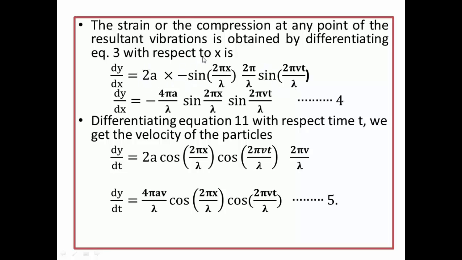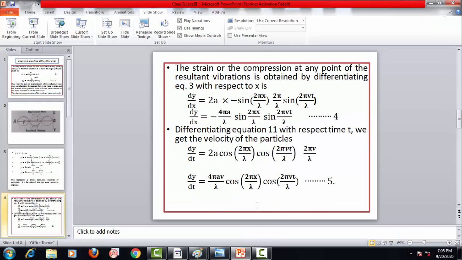Differentiation of the cos term is this much. So you multiply this, we get minus 4 pi a by lambda into sin twice pi x by lambda into sin twice pi Vt by lambda. This is equation 4. This is the strain or compression at any point of the resultant vibration.